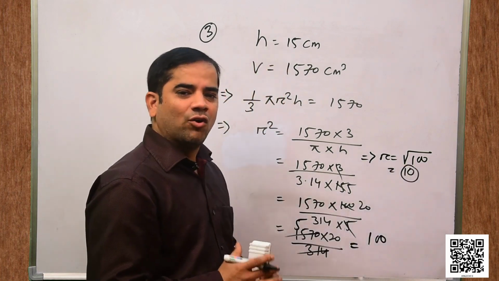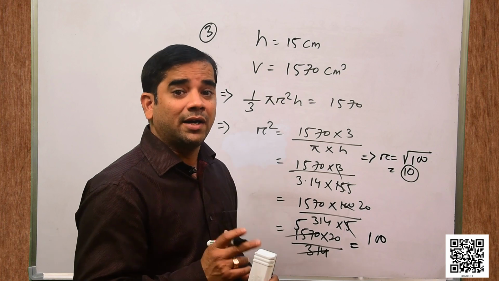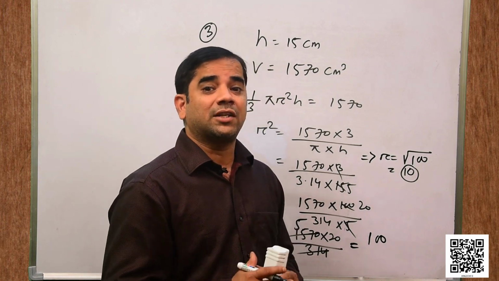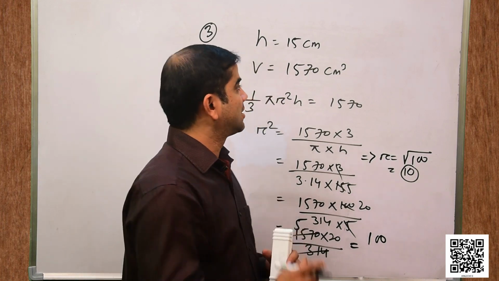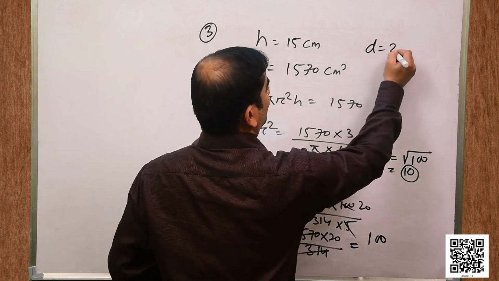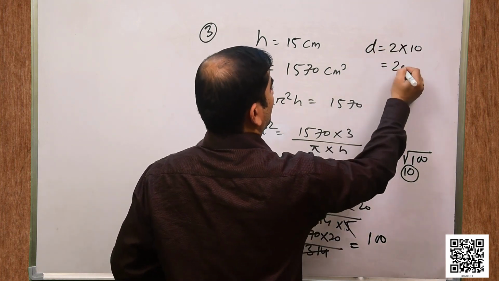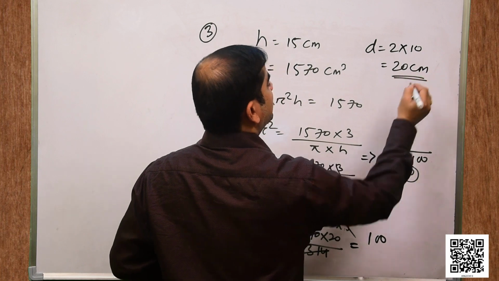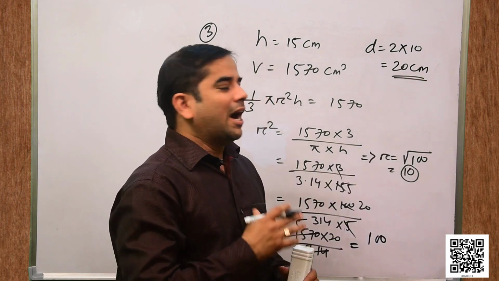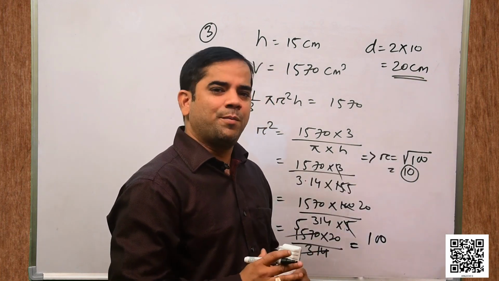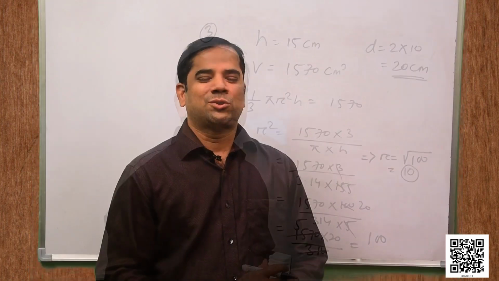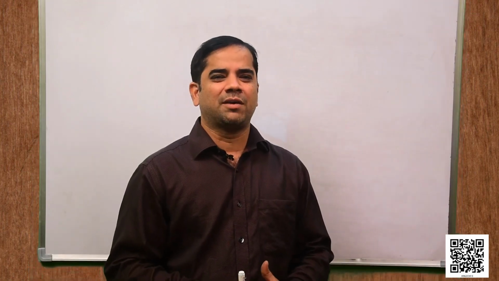So, radius is found to be 10 centimeter, but the question asks for the diameter, not the radius. So, d is equal to 2 into 10, that is 20 centimeter. This is the required answer for the question. Hope you understand. So students, let us solve question number 4.